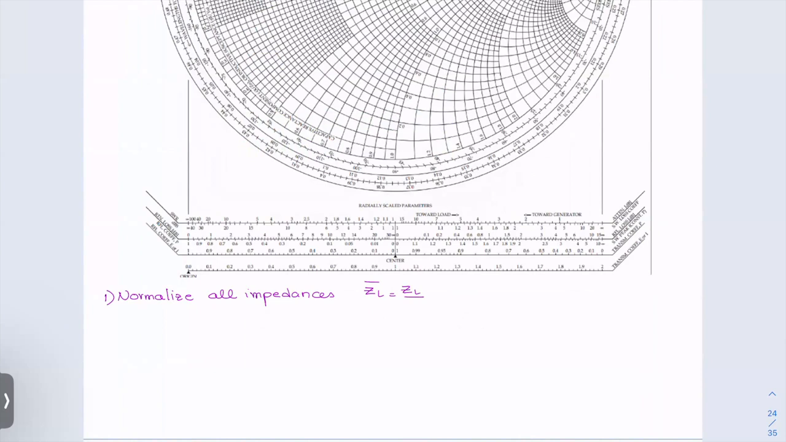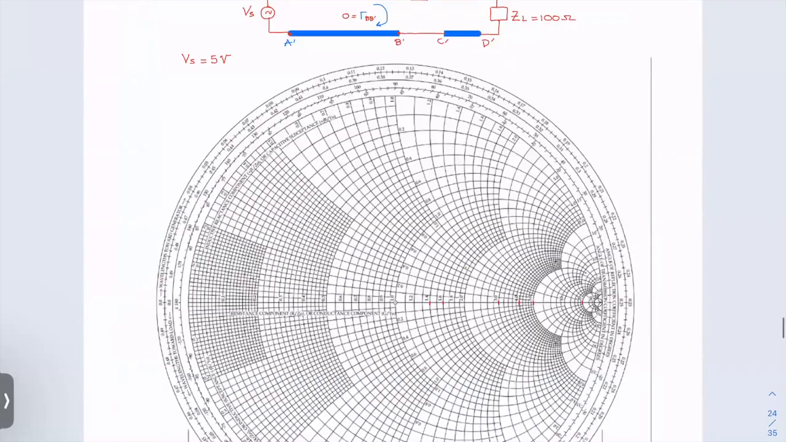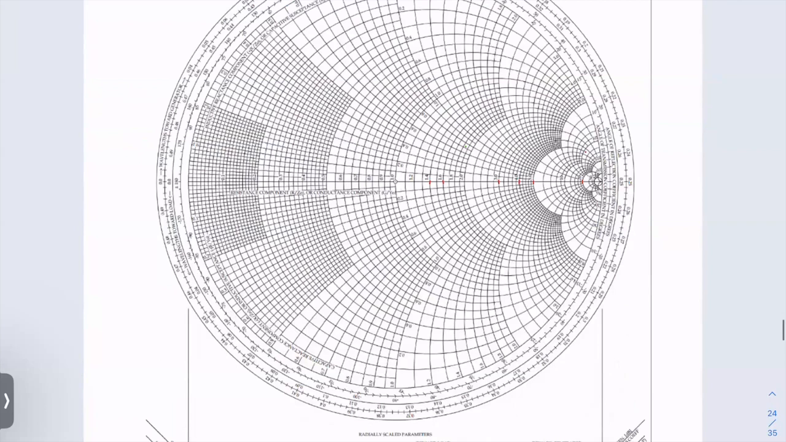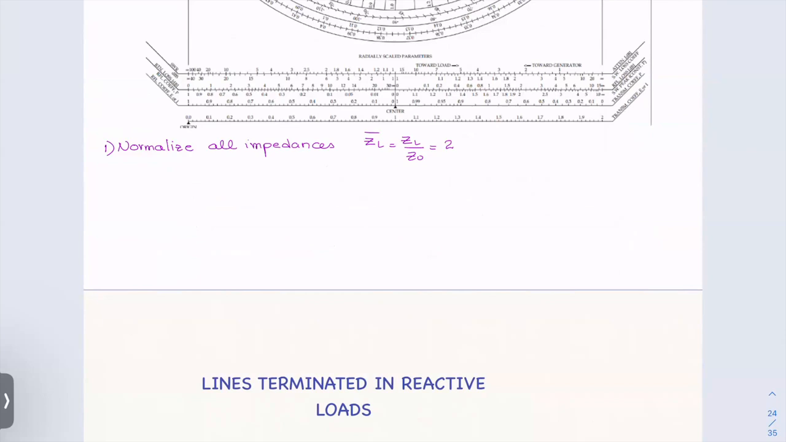And since I did not mention anything about Z naught, it's 50 ohms. So I will put here, so you remember Z naught is 50 ohms. All right. And then this one is gonna be 2. And then we normalize X, which we don't know, in terms of Z naught. And therefore X with a bar implies X over Z naught.